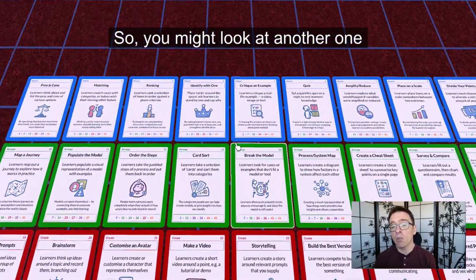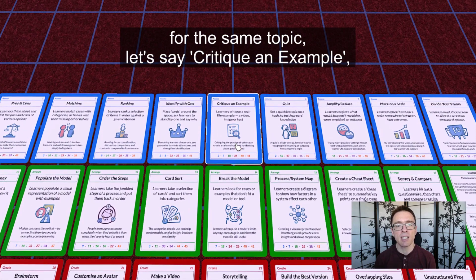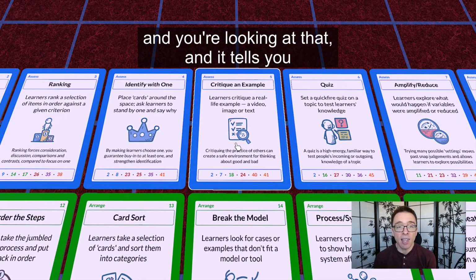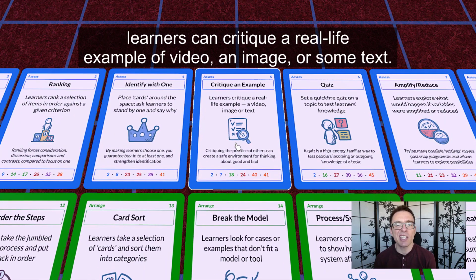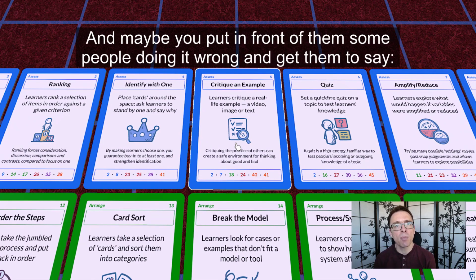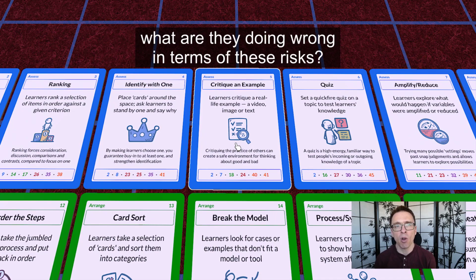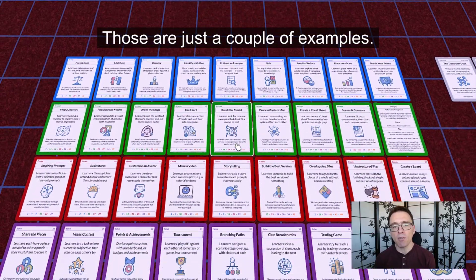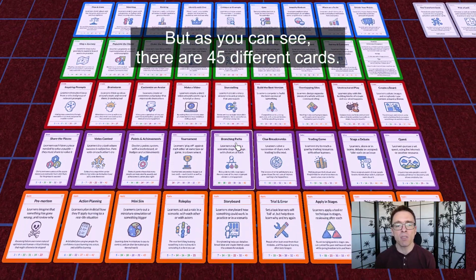So you might look at another one for the same topic, let's say critique an example, and you're looking at that and it's telling you learners can critique a real life example of video, an image or some text, and maybe you put in front of them some people doing it wrong and get them to say what are they doing wrong in terms of these risks. So those are just a couple of examples, but as you can see there are 45 different cards.